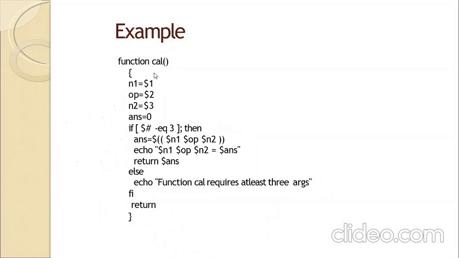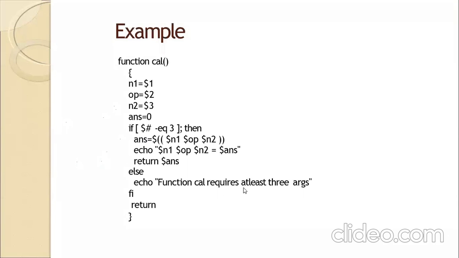This is an example of the function calculate. So what we are assigning: n1 is the number variable, we are assigning $1, operation $2, and n2 will save the result of $3. Answer is initially 0. So here, if the initial count is not given anywhere equal to 3, then whatever you give as input, the answer is n1 value operation, whichever operation you are performing, with the second number. Echo number. So your answer will be stored in the number and returned.